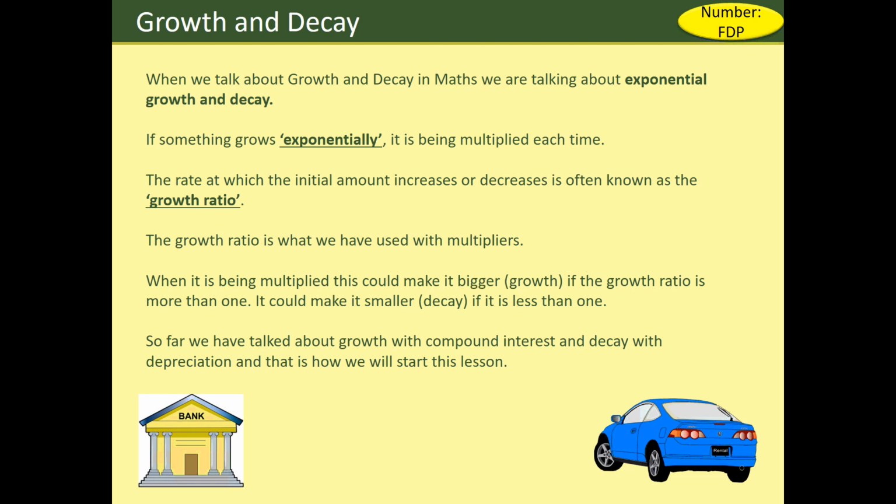Now, when it's being multiplied, this could make it bigger if the growth ratio is more than 1, and then we call that growth, but it could make it smaller, decay, if it's less than 1. That's what we looked at with depreciation. So we talked about growth with compound interest and decay with depreciation. That's what we're going to begin looking at today before we extend some of our ideas.